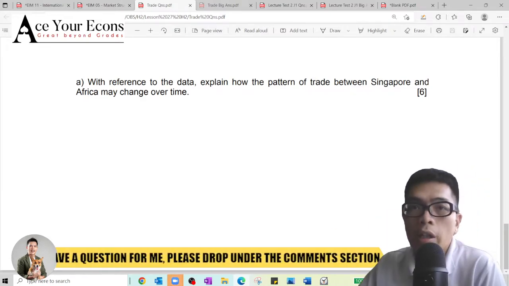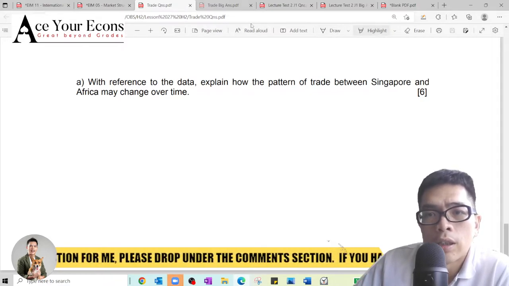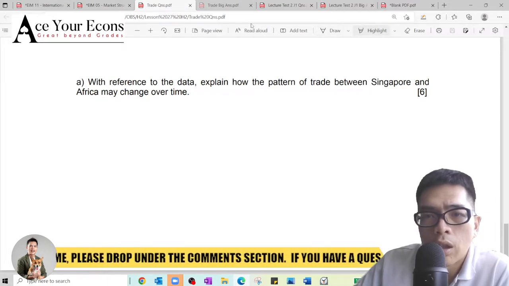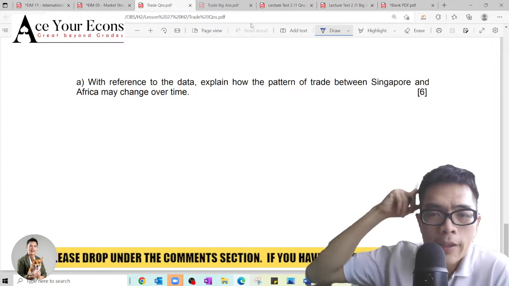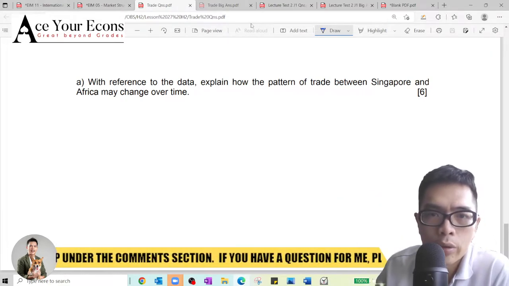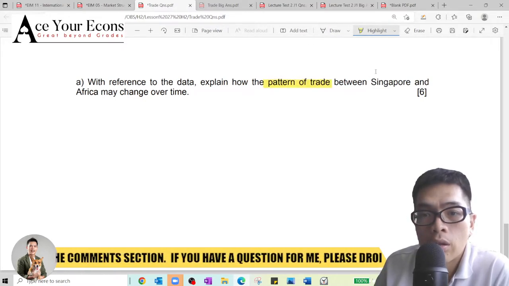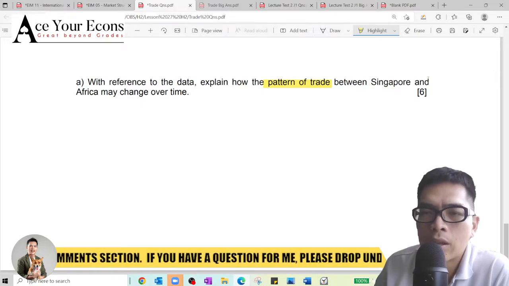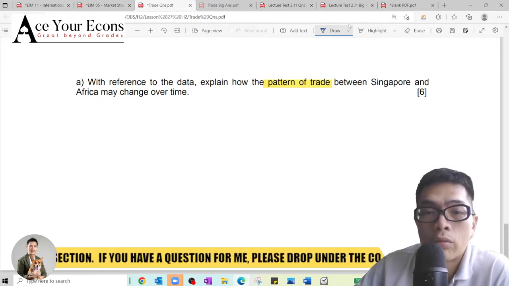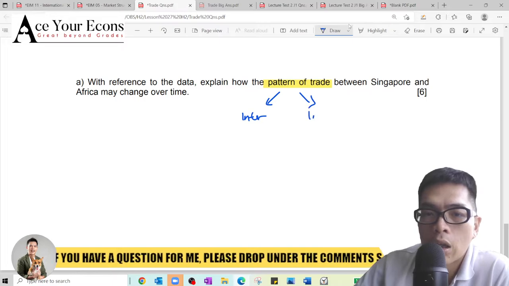So I will quickly cover what you need for today. These are some of the feedbacks that I received from the earlier sessions, so you may want to take down some notes, especially if you haven't printed that out. This question is about patterns of trade between these two countries. When patterns of trade are tested, you want to look out for the factors that affect your patterns of trade, which can be illustrated with inter and intra.